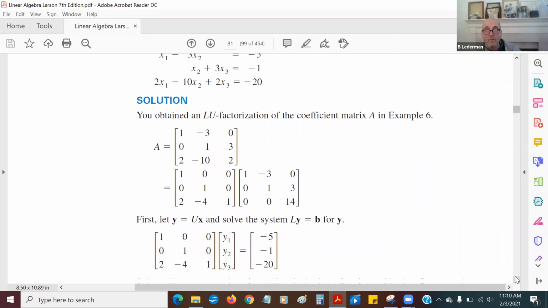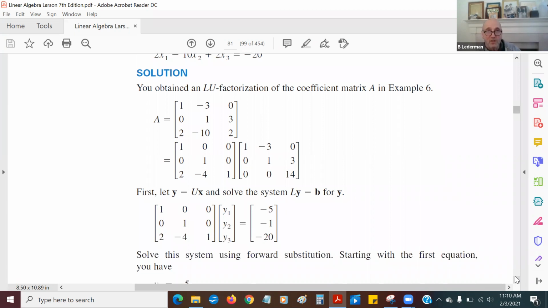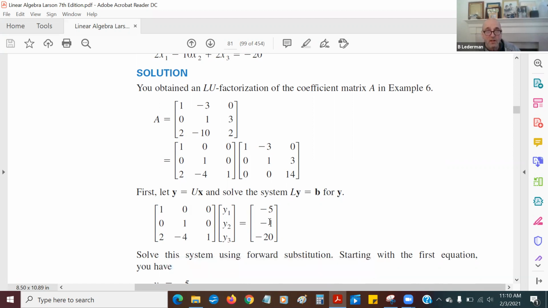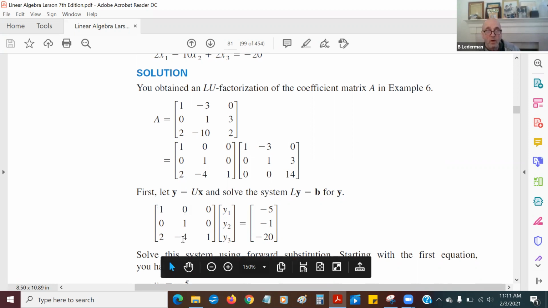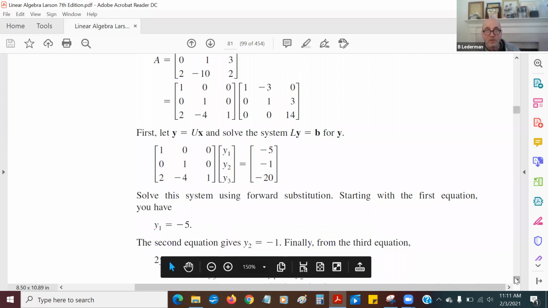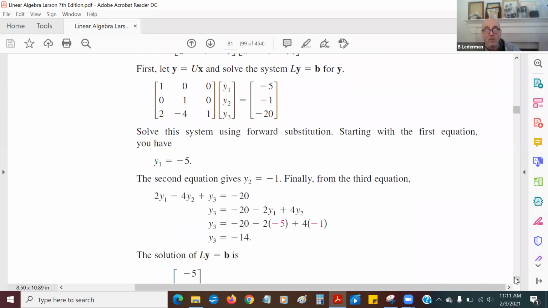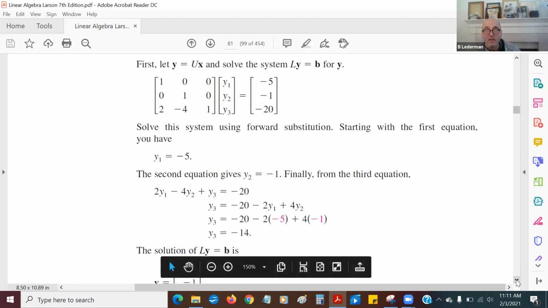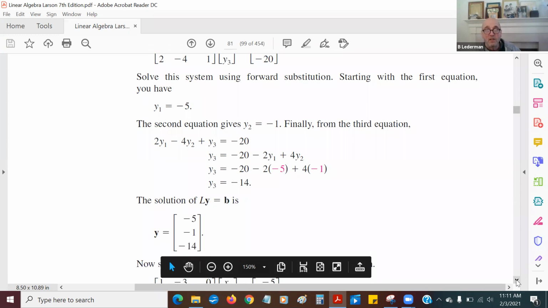This is actually going to be very simple to solve, because this is saying that y1 equals -5, y2 equals -1. And once I know y1 and y2, I get y3 super fast. And that's why this is so simple. I just plug it in here, and I wind up solving. I get y3 equals -14. So my y solution is going to be -5, -1, -14.